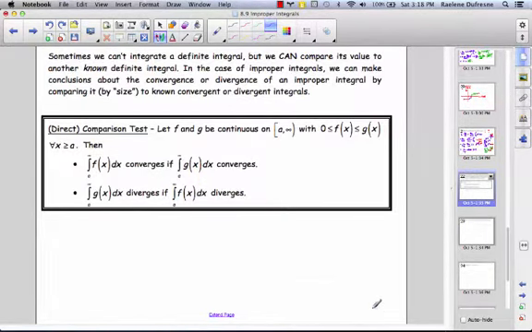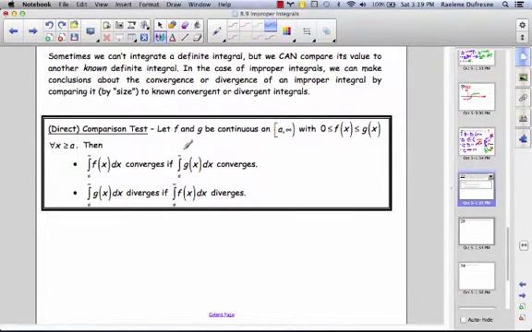In Math 152, we look at many different techniques of integration, but we do know that there are some integrals that cannot be integrated using any integration techniques, whether we have learned it yet or not. And so sometimes we can't integrate a definite integral, but we can still compare its value to another known definite integral. In the case of improper integrals, we can make conclusions about the convergence or divergence of an improper integral by comparing it, by its size, to a known convergent or divergent integral, or to other known convergent or divergent integrals. So the first comparison test is the direct comparison test.